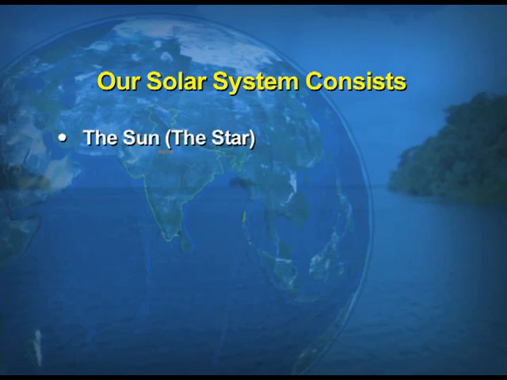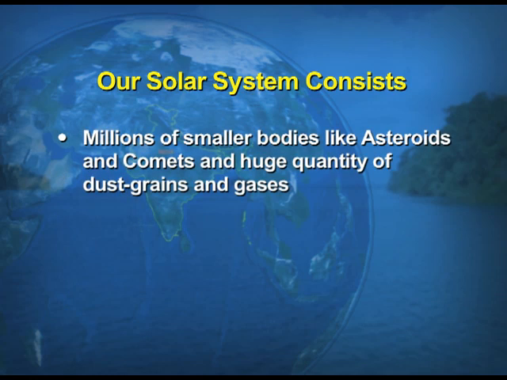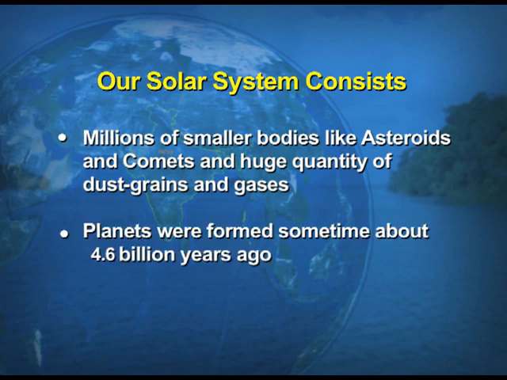Our solar system consists of the sun, the star we talked about just now, the 8 planets, almost 63 moons, millions of small bodies like asteroids and comets, and a huge quantity of dust, grains and gases. The planets were formed some 4.6 billion years ago.